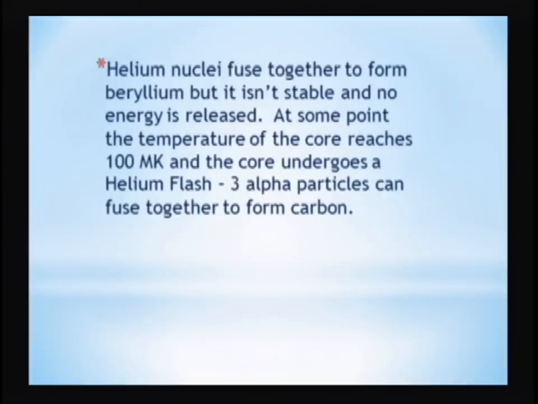So, like I said, what happens is they fuse together to form beryllium, but that's not stable, and so you undergo this helium flash, and you have these three alpha particles fusing together to form carbon. Remember, guys, 90% of the lifetime of the star is spent on the main sequence line, and as we move off the main sequence line, they're going to start using this fuel up faster and faster, so they're not going to spend a whole lot of time going from leaving the main sequence down to that final endpoint.